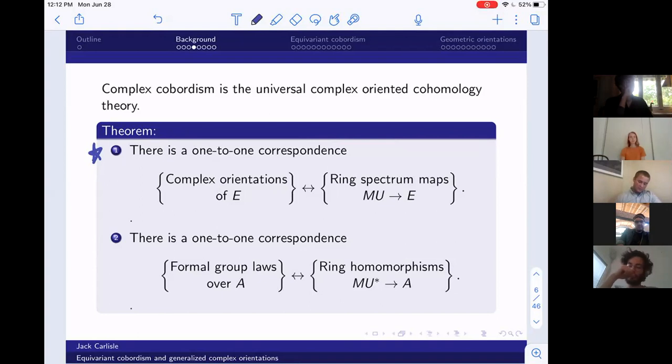Now, this is the homotopical universal property of the spectrum Mu. I'd like to also mention the algebraic universal property of Mu. And so this second theorem was proved by Quillen and is named Quillen's theorem. And Quillen's theorem says that not only does the spectrum Mu classify complex orientations, but in fact, if we take homotopy groups, then the coefficient ring of Mu classifies formal group laws. So Mu satisfies a homotopical universal property. If we take homotopy groups, then the homotopy of Mu satisfies an algebraic universal property. Namely, it classifies formal group laws.